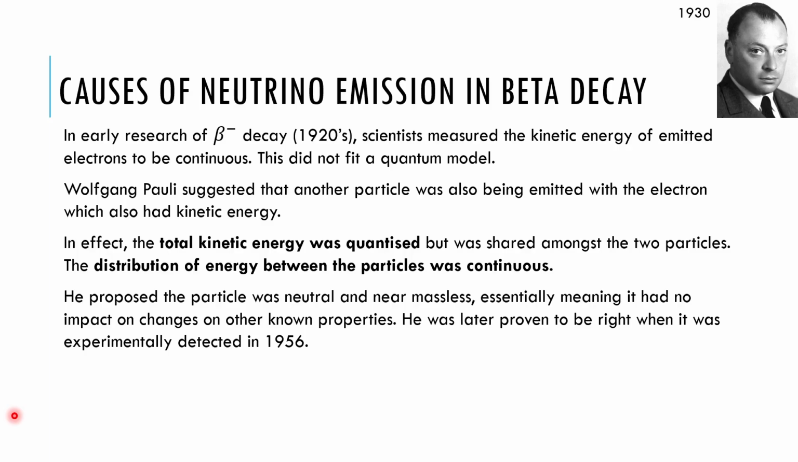Because it was undetectable, he suggested that the particle was probably neutral and was probably almost massless. This also meant that because there was no significant change in charge, mass, or any other property, it wouldn't muck up their understanding of nuclear reactions. Essentially, the particle was an energy carrier and nothing else. Turns out he was right, and the first neutrinos were discovered in 1956.